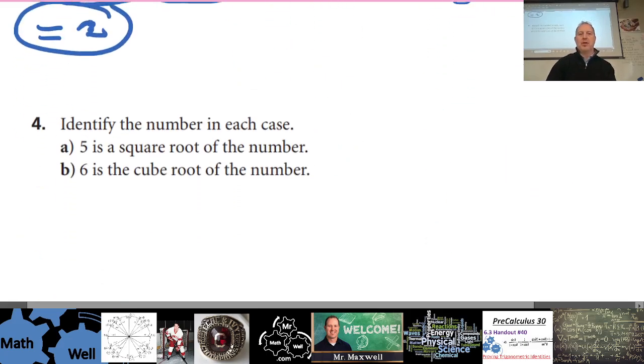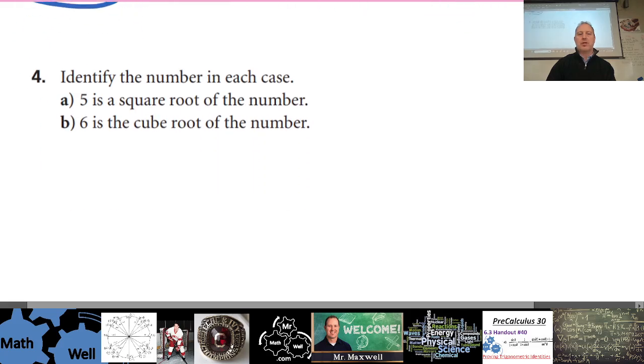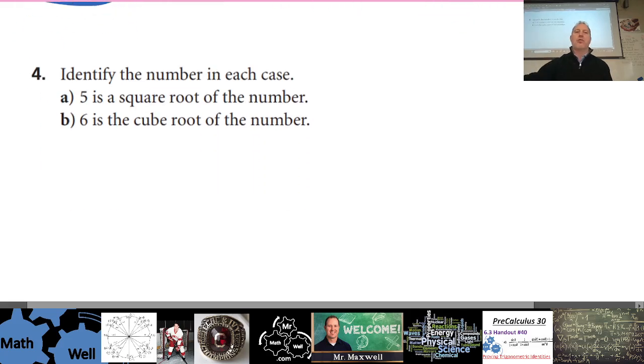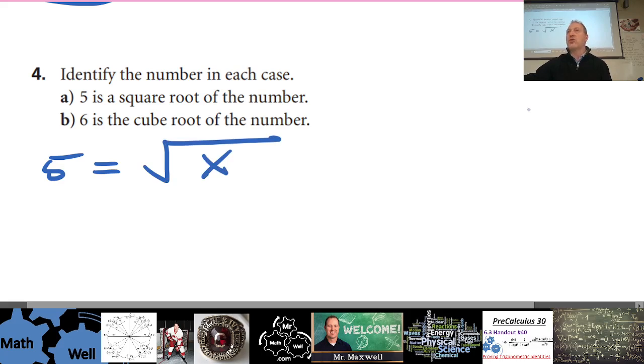Okay, just for time's sake, I'm going to move on to another type of number question. Identify the number in each case. So 5 is the square root of a number. Okay, so 5 equals the square root of x. Now this is stuff you can do in your head, right? Square root, cube root, you know this. What's the number? Yeah, it's 25, right?